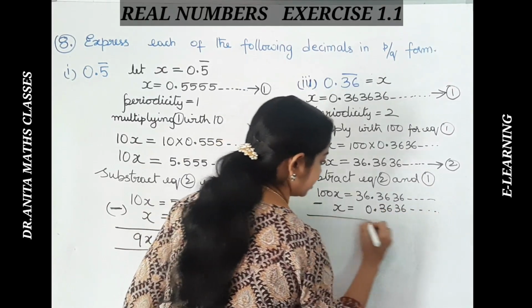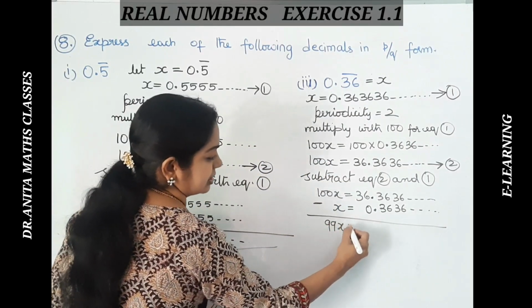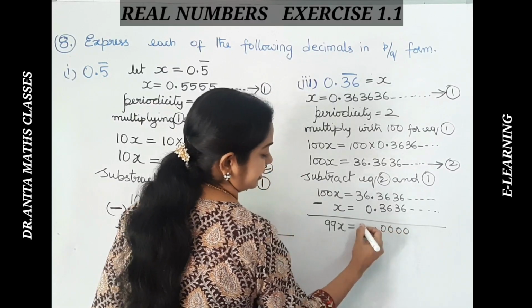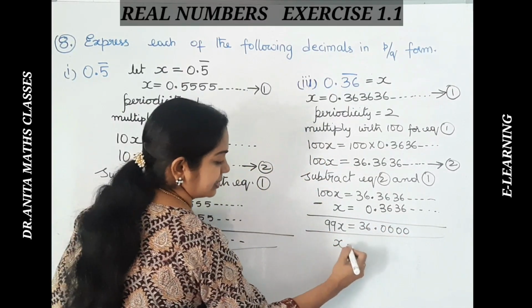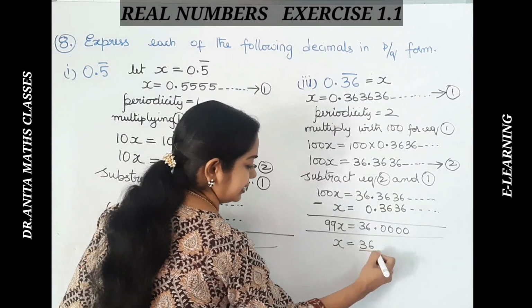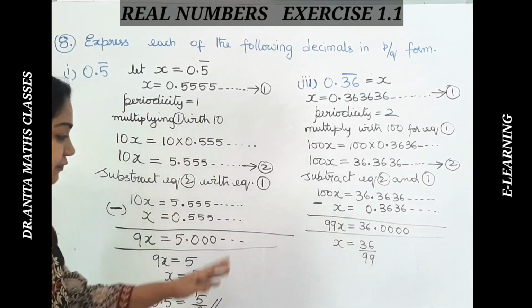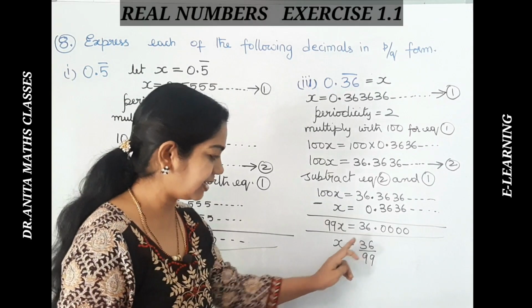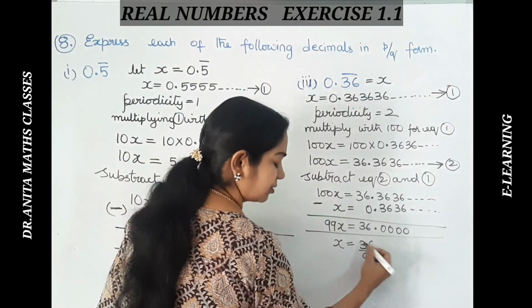This is equation 1. So subtracting, 100x minus x is 99x. So this comes all zeros, 0.36. So after that, 0.0 has no value, so x is equal to 36 over 99. Okay, this is the p by q form. Further, if you see, this cannot be reduced to simplest form, but this can be reduced. Clearly, this is divisible by 9, okay, or also 3.